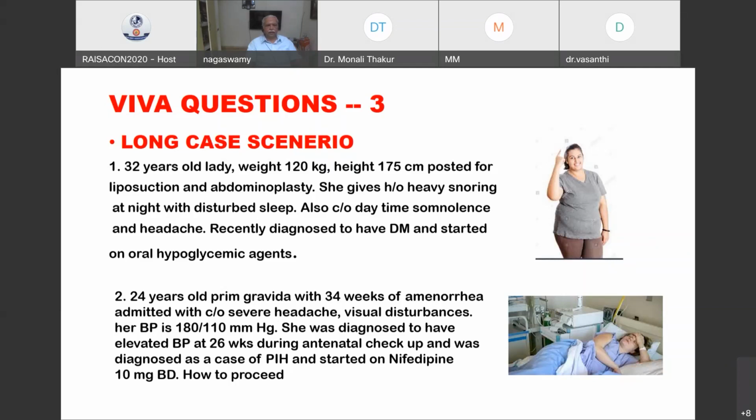Okay. And the diagnosis of DM. What do you want to know about it? Recently diagnosed, but we do not know the duration. Maybe say 2 or 3 months before, she was diagnosed with DM. So what relevant history do you want to know about the DM status?